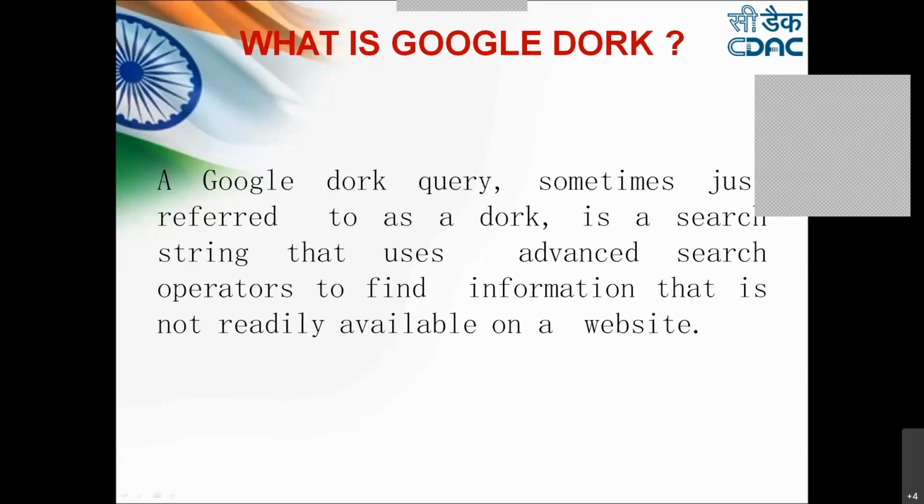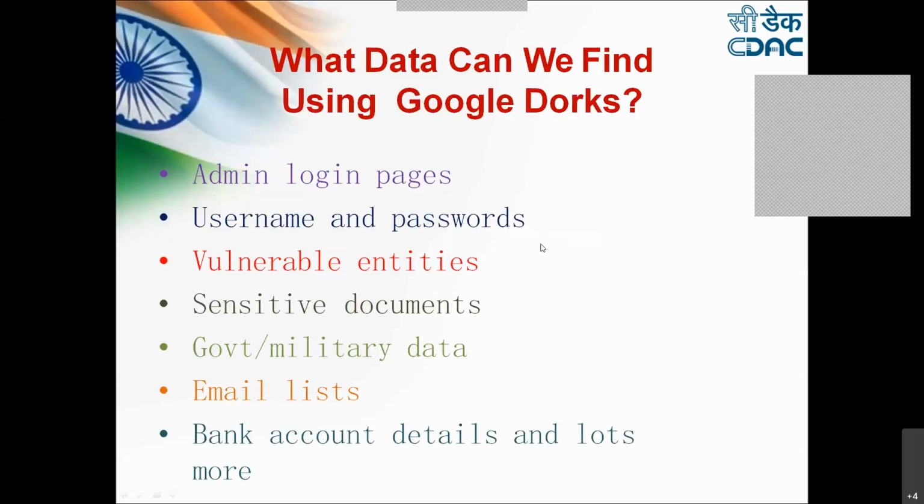And this is being done through Google only, because Google indexes all this kind of information which is present on the website. Now, what data can we find using Google Dorks? We can identify login pages which are vulnerable. We can even identify usernames and passwords, vulnerable entities, sensitive documents, government and military data, email lists, bank account details, and many other things. So if any website has certain vulnerabilities or weaknesses, we can use Google Dorking, that is advanced search queries from Google itself, and identify multiple types of records or web applications out of it.